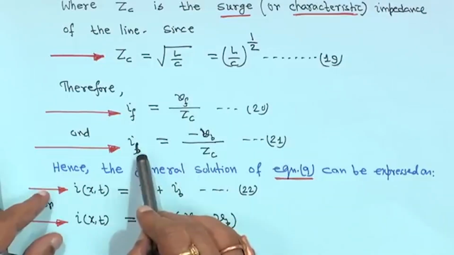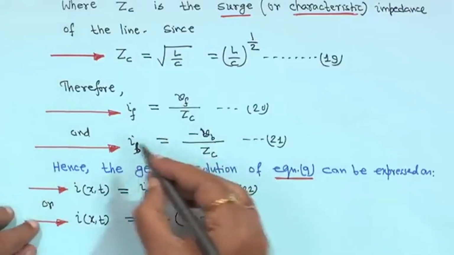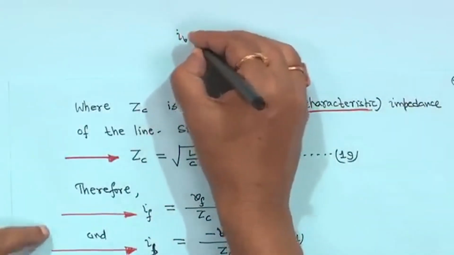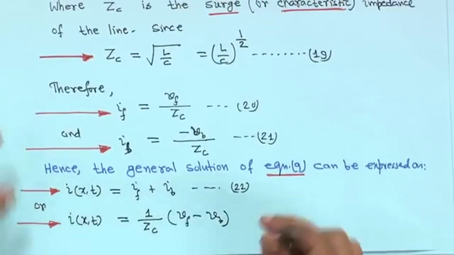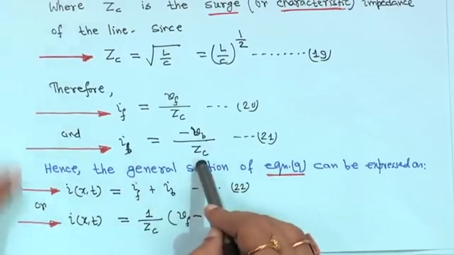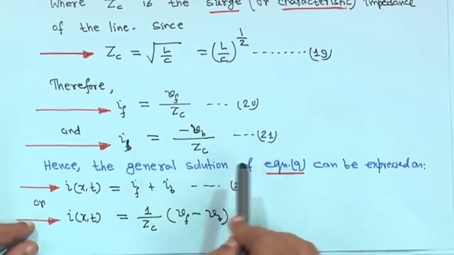And this one is Ib, I am writing on a separate page, this is actually Ib, right. Ib will be minus Vb upon Zc, because Vb is equal to minus Ib Zc. So, Ib is equal to minus Vb by Zc, this is equation 21.